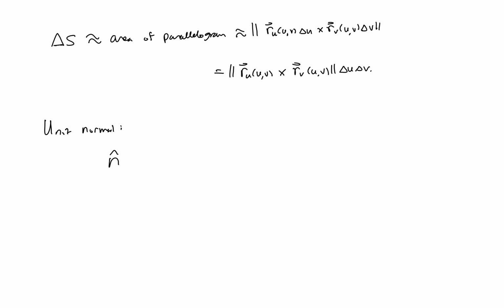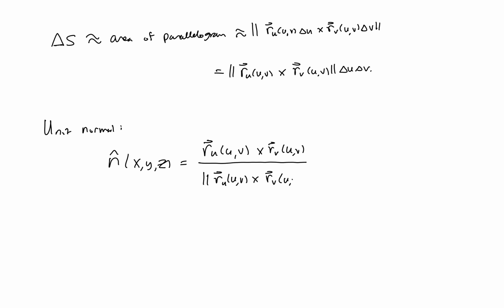So our unit normal, n hat of x, y, z, is going to be r sub u of (u,v) cross r sub v of (u,v), and then we want to make it a unit normal, so we have to scale it by its magnitude. And don't forget, we have the absolute values here because we need to scale it.